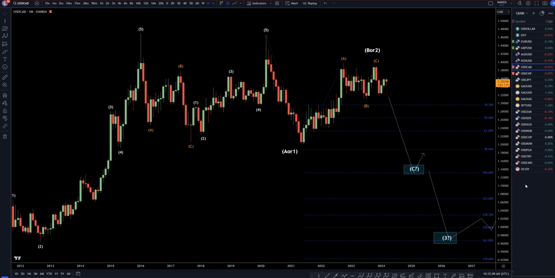Today is Friday, March 15th, and this is my analysis of the US dollar Canadian, starting on the monthly, working my way down to the 1 hour time frame for the full top-down analysis.